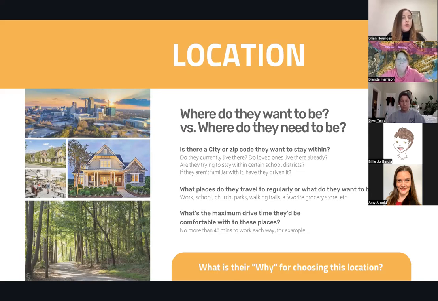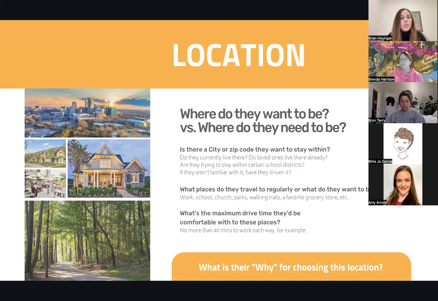Have you driven that area yet? Do you have family that lives there? Do you have family that lives in this area? If they're looking in a certain area that might be the same city, but has different vibes depending on where you are.